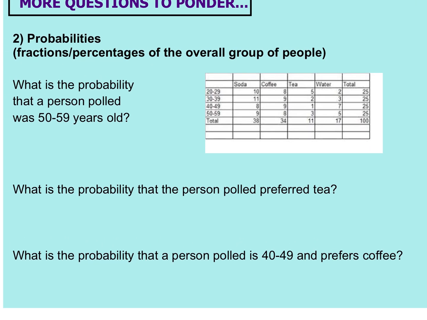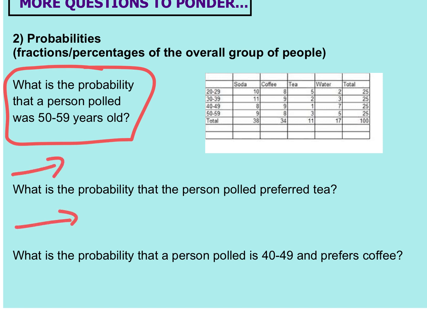Same table. What's the probability that a person polled was 50 to 59? All right, whoever's in charge of the video, this is a good time to pause for a minute. Have kids try these 3 questions. And kids, we're almost done here. Give me your best for just a couple more minutes trying these out, and then we'll have some time to work on homework. So I'll have you pause for just a minute to try these.